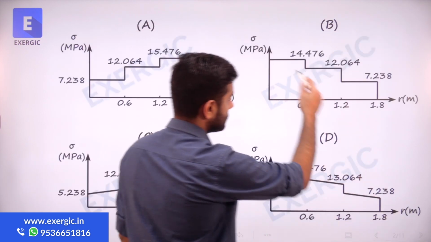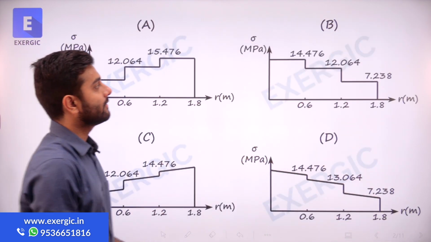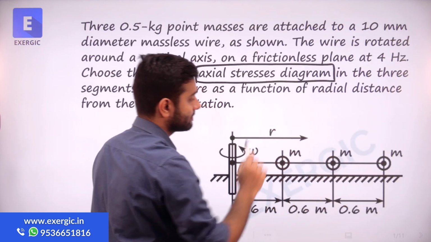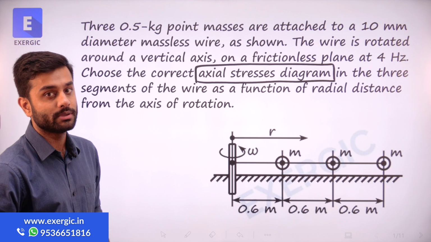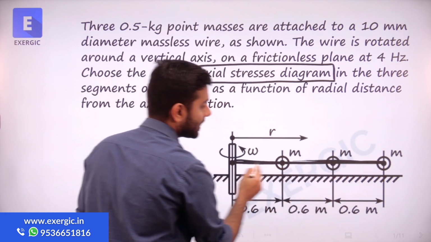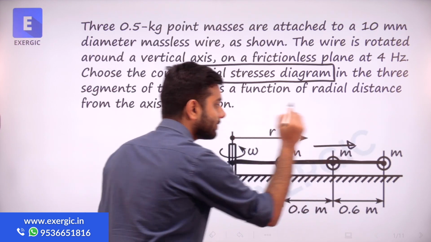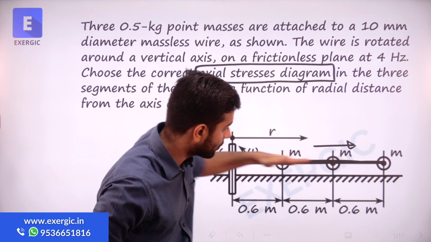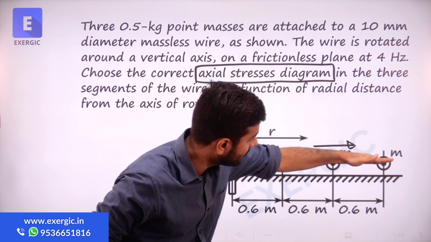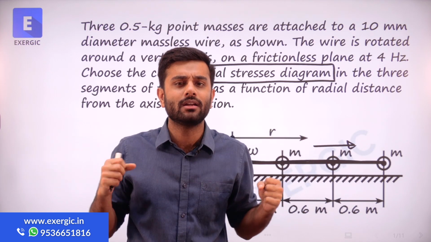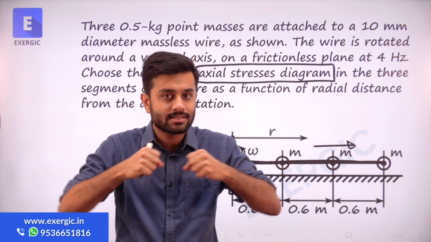Basically these diagrams are variations of axial stress. Sigma is the axial stress with respect to radius. What do you think could be the reason for axial stress in this wire? There is no direct load acting along this wire. The axial direction is this one, right? This is the axial or longitudinal direction of the wire. There is no direct load acting along the wire. What do you think could cause this axial stress?